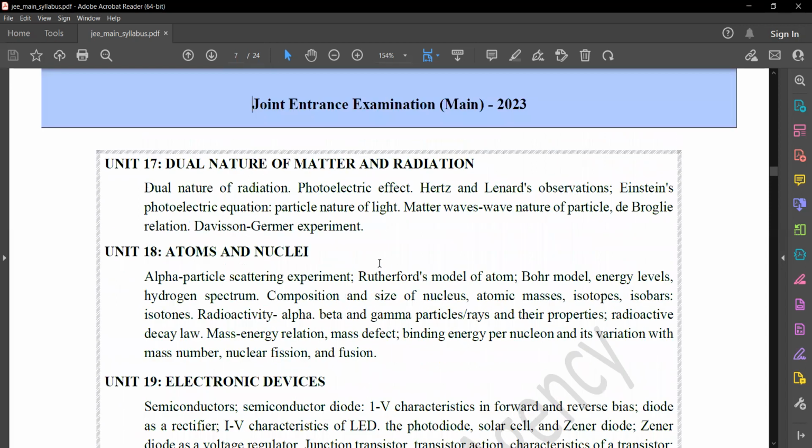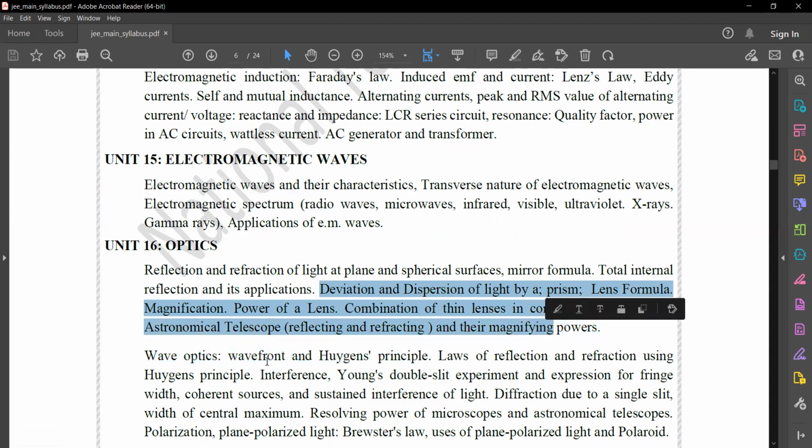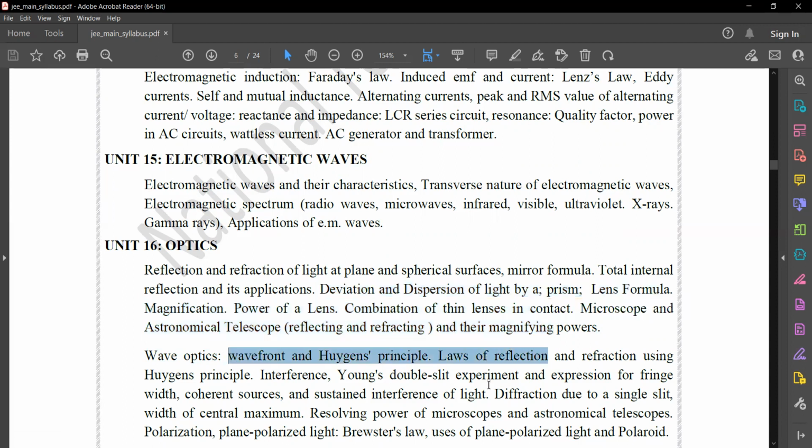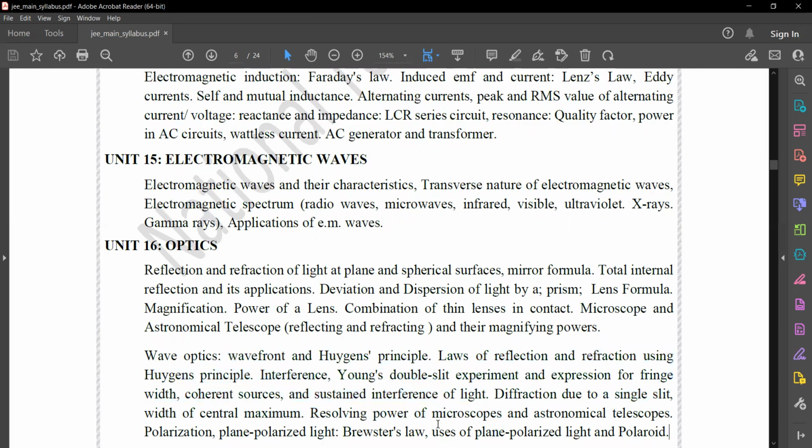Optics, chapter 9. Already you have read this in class 10. So ray optics and wave optics are added, written together. This is the 9th and 10th chapter. Ray optics: dispersion, lens formula, power of lens, combination of thin lenses in contact. Then optical instruments, microscope, astronomical telescopes and their magnifying powers. Wave optics: wave front, Huygens principle, law of reflection and refraction. All these things are there.